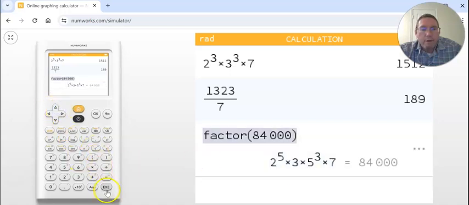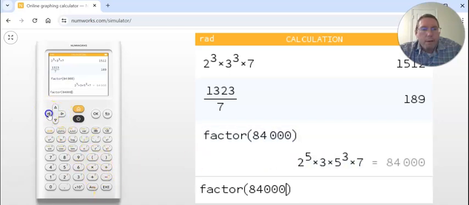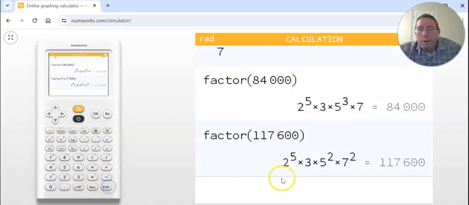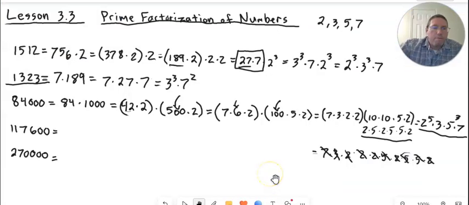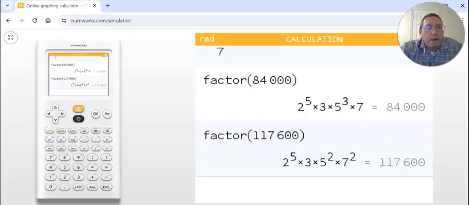Okay, and so now we can do the exact same thing with 117,600. Let's take our factor, okay, and go here. It's 117,600. Execute. Here it is, 2 to the 5th times 3, 5 squared, 7 squared. So let's come back here. It's 2 to the 5th times 3 times 5 squared times 7 squared. That was pretty fast, wasn't it? I think it was pretty fast. Okay, and we'll do this last one. We'll call it quits. 270,000.